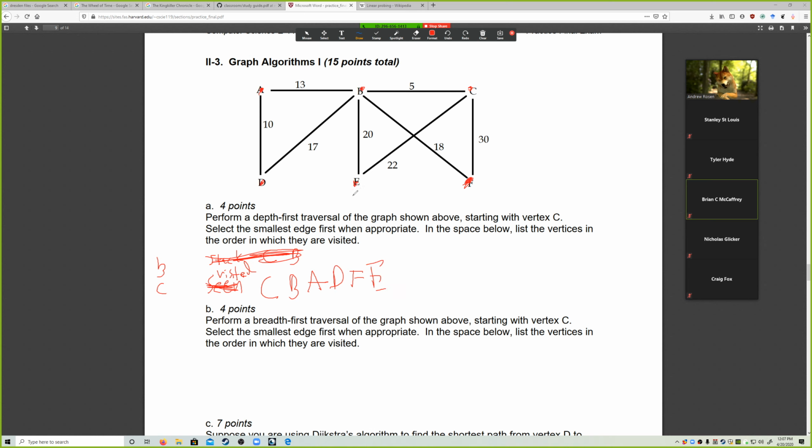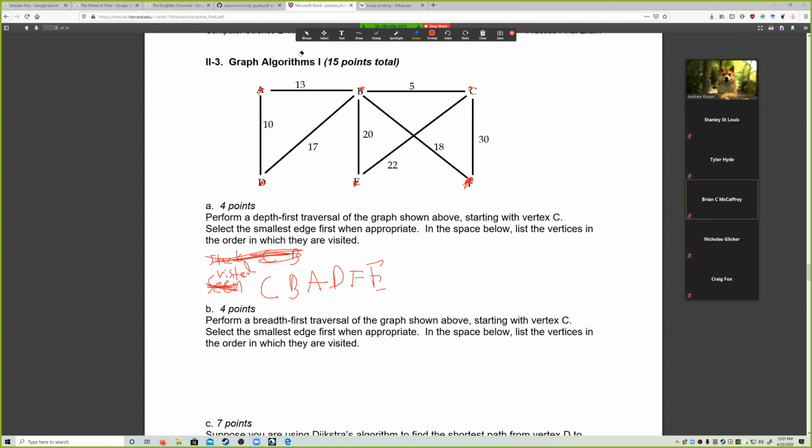Go to E. Can't do anything there, so we pop off E. We then are back to B. Can't go anywhere, so we pop off B. And to backtrack, then we're finally at C. Can't go anywhere, so we pop off C. Stack is empty, so we're done.